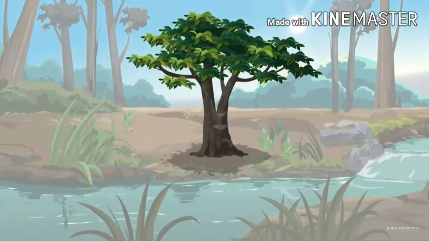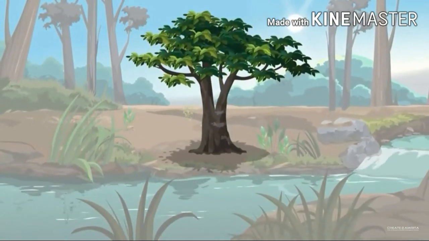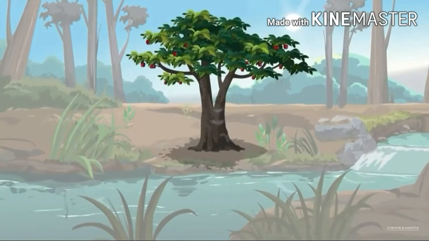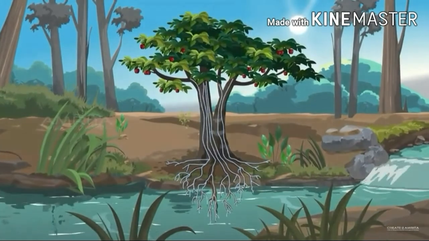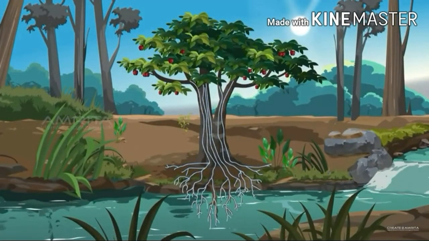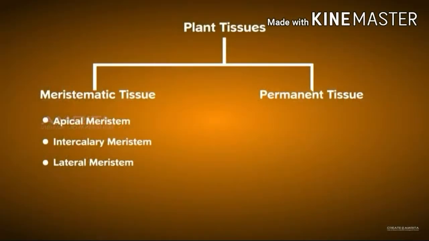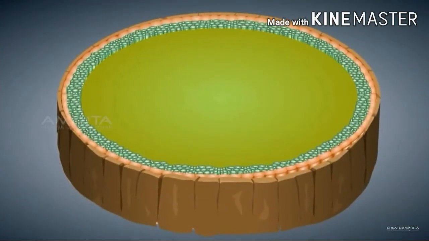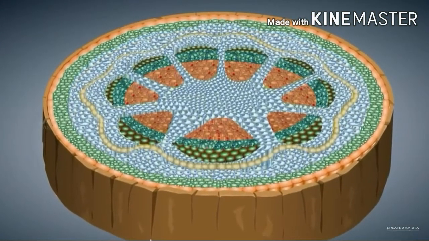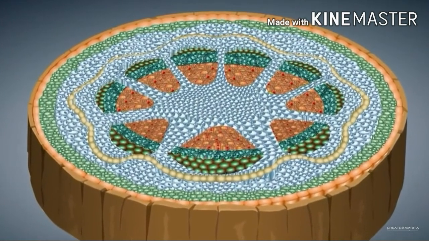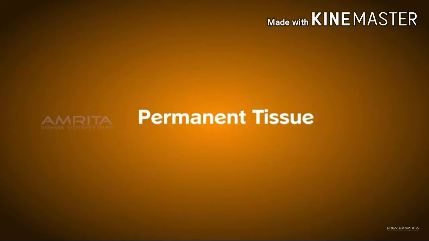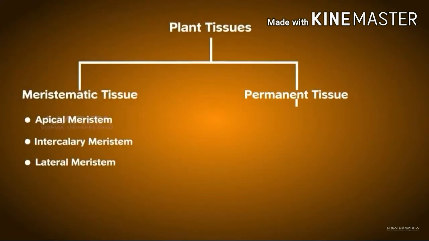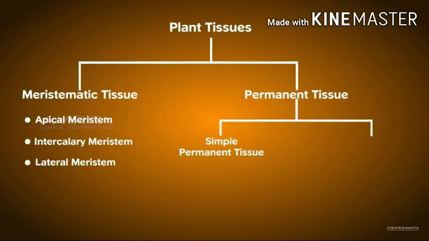Now, let's find out which type of tissue helps plants to obtain necessary nutrition and support. It is the permanent tissue that helps in transportation, preparation of food and provides support for the plants. Permanent tissues are none other than meristematic tissues that mature and become differentiated to form different types of tissues. Based on the similarity of cells, permanent tissues are classified into simple permanent and complex permanent tissues.